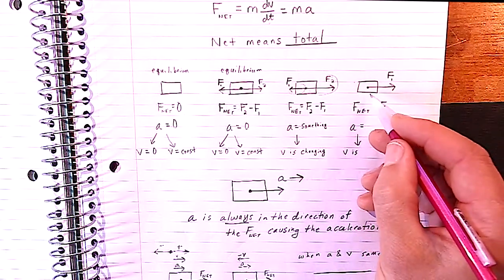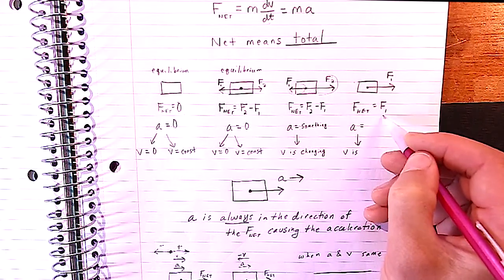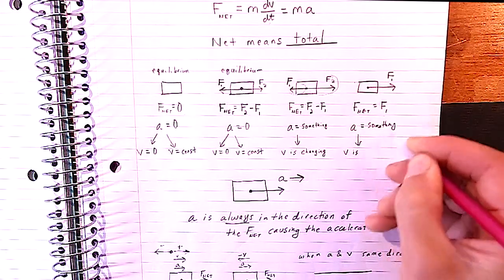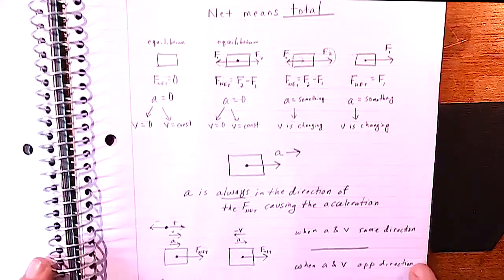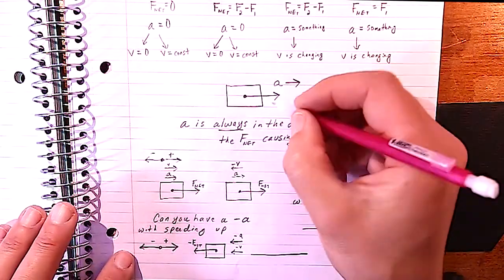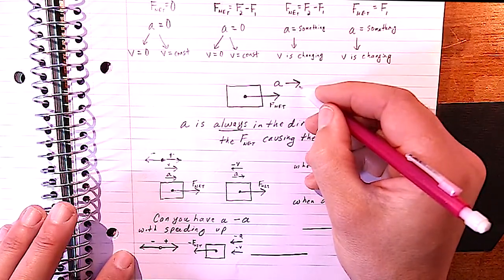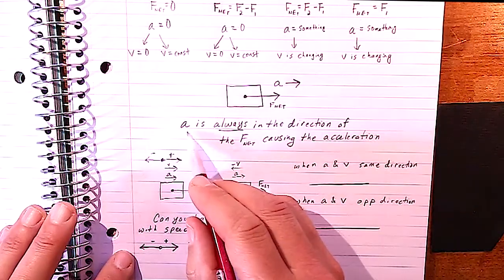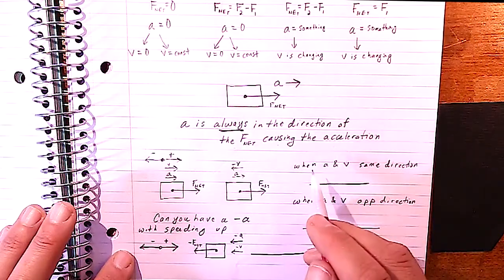And finally, if we have only one force, the net force is that individual force. So we have a net force, so acceleration is something, so therefore v is changing. We have to pay close attention to the direction. So if the net force is to the right, then the acceleration is to the right. The acceleration is always in the direction of the net force. A is always in the direction of the net force that causes the acceleration.